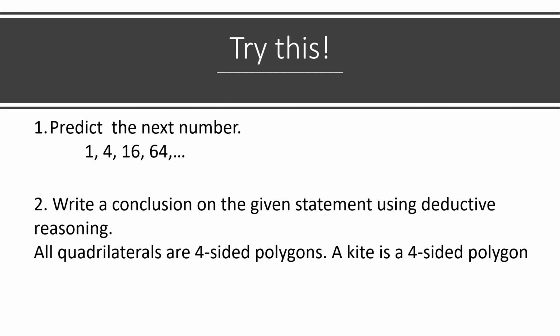Now, it's your turn. You have to get your paper and pen. Then try this activity. Number 1. Predict the next number in the sequence. 1, 4, 16, 64. Then for number 2, write a conclusion on the given statement using deductive reasoning. Here is the statement. All quadrilaterals are four-sided polygons. A kite is a four-sided polygon. Write down your conclusion.